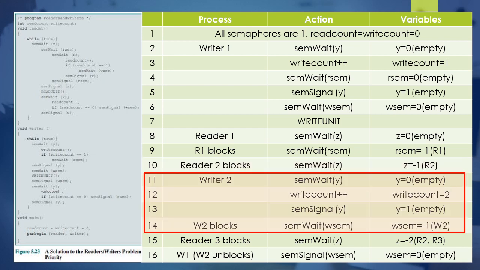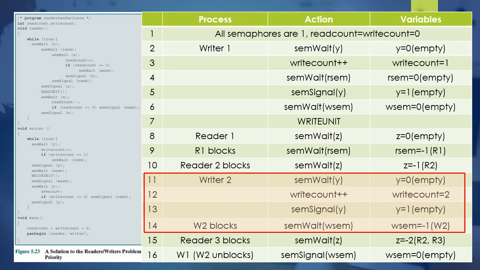Writer 2 comes into the system, issues a wait on Y. Y becomes 0. It increments write count, which becomes 2. Issues a signal on Y. Y goes back to 1. Issues a wait on WSEM. WSEM becomes -1. Writer 2 blocks on WSEM.